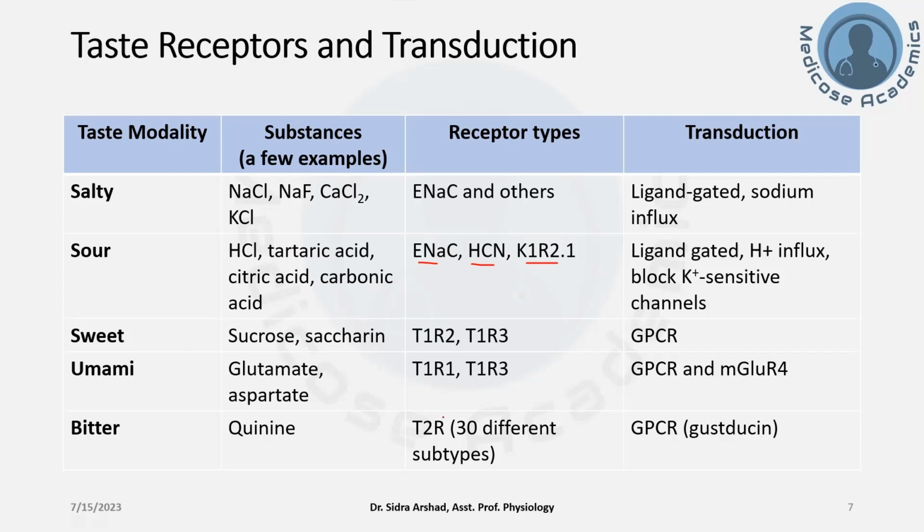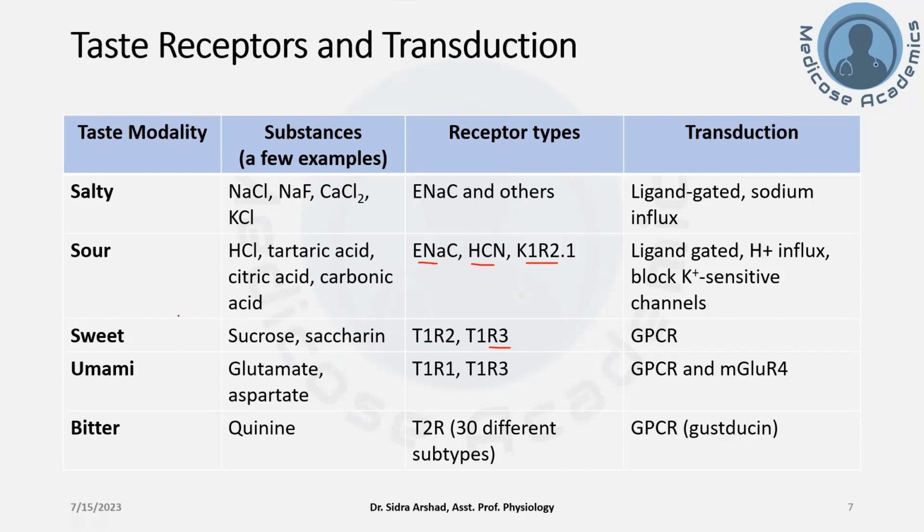For sweet tasting substances, they include sucrose and saccharin, for example. The receptor types are taste 1 receptor 2 and taste 1 receptor 3 subtypes. So these are G protein linked receptors, specialized taste receptors 2 and 3.